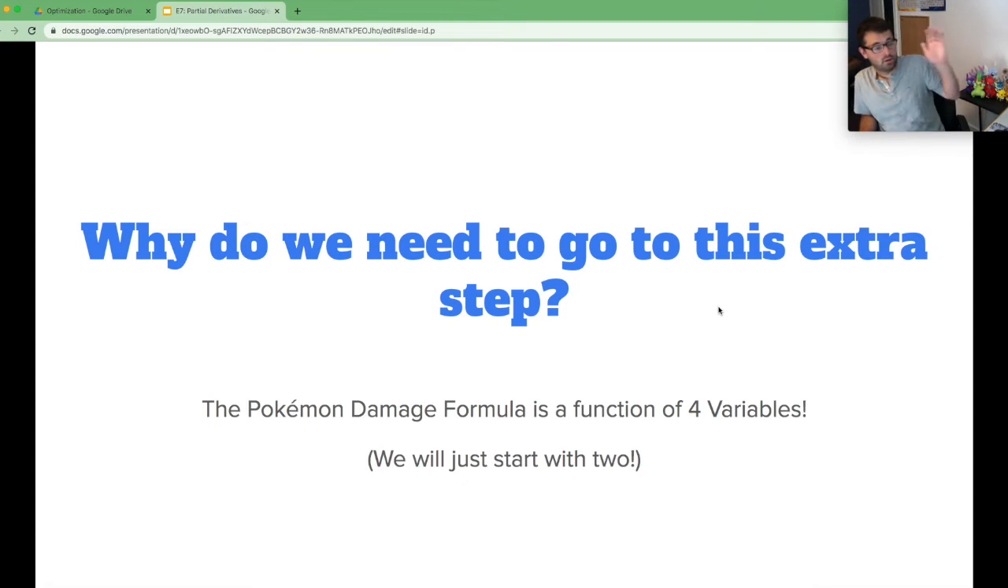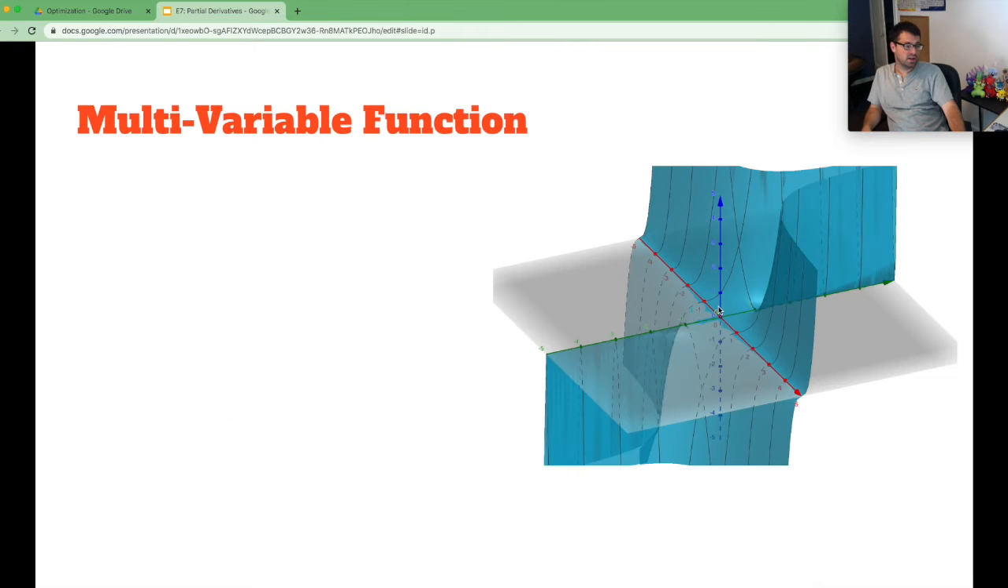Well, I just mentioned that when we have two inputs, we get a three-dimensional graph. We have four variables, four inputs in the Pokemon damage formula. So we need to really be able to understand how we can take the one variable, step it up to two variables, and then we're going to be able to go even further and reach the four variables that we need when we're looking at the Pokemon damage formula. So this video, we're just looking at two inputs to keep things simple for us to introduce this idea.